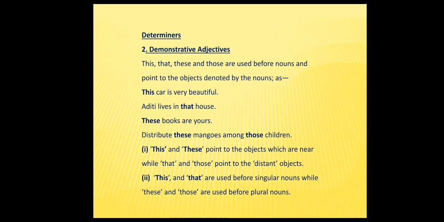So this and these point to the objects which are near, while that and those point to the distant objects. Second, this and that are used before singular nouns, while these and those are used before plural nouns.